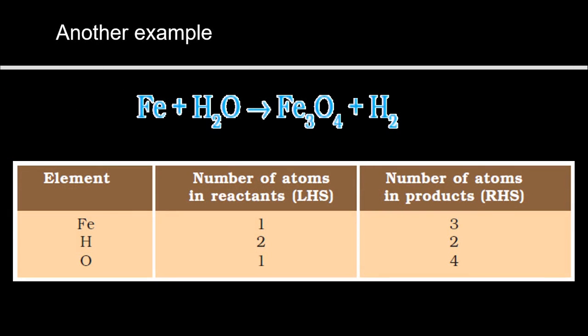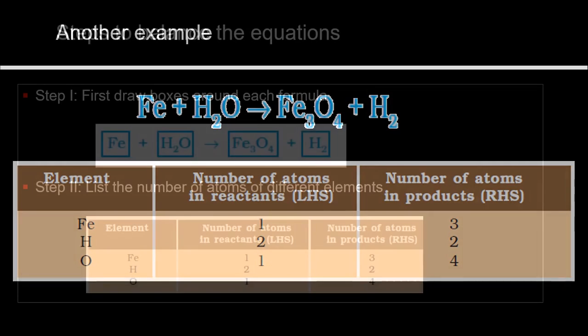Okay, another example, we take iron. So iron plus H2O gives iron oxide plus H2. In this reaction, let's check whether it is balanced. See how many iron atoms are present? Here 1 iron, but here 3 irons. Hydrogen: 2 hydrogen, so hydrogen is balanced. But oxygen, here we have only 1 oxygen, but here we have 4 oxygen. So this reaction is not balanced. So we have to balance the equation.